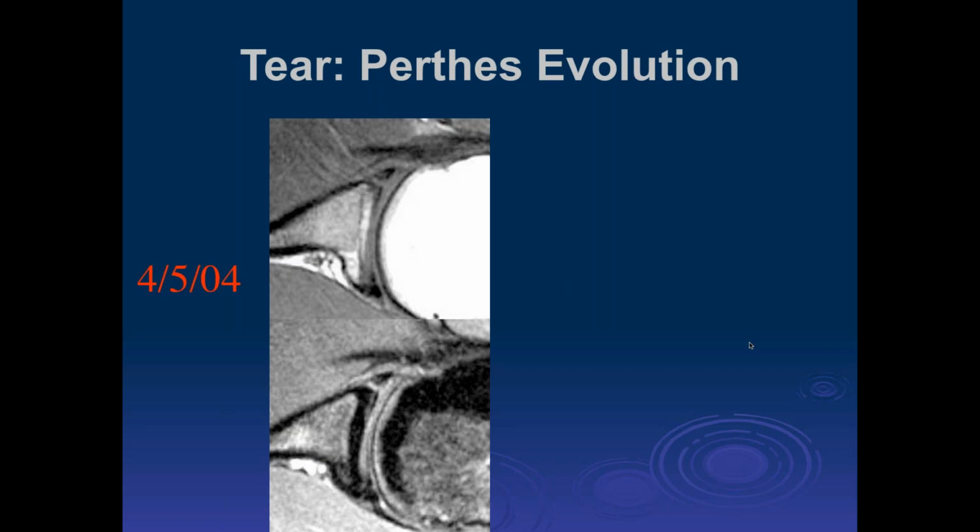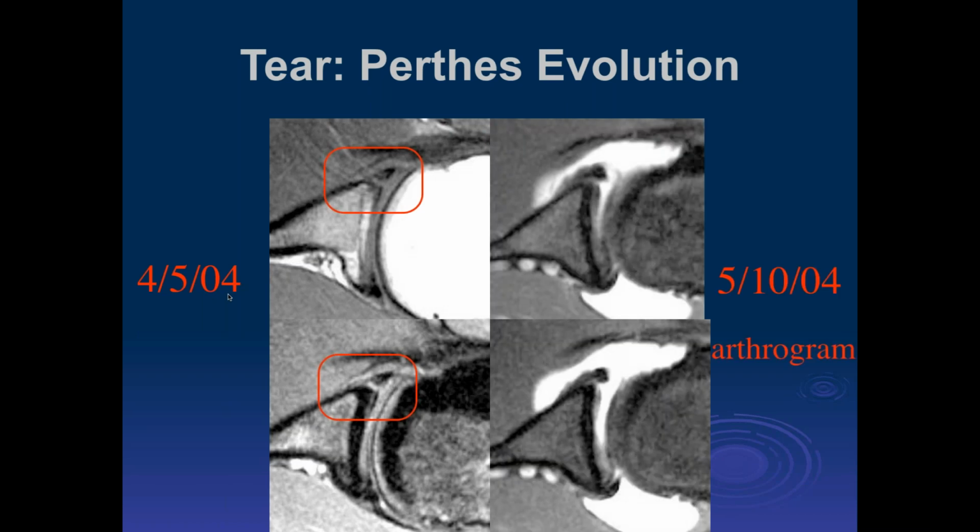Okay, tear, Perthes evolution. I see some tearing of the anterior labrum. There's some increased signal intensity along the anterior labrum. Periosteal attachment. Now this was on 4504. So there we can see a labral tear. And then the patient came back a month later, and this is what this patient looked like just 1 month later. So what's happened? Okay, the labrum is more displaced anteriorly, and there's some scarring of the capsular attachment.